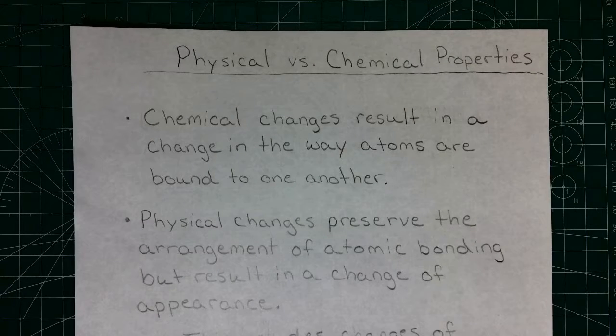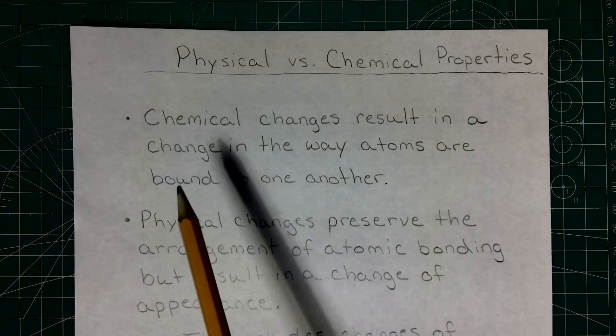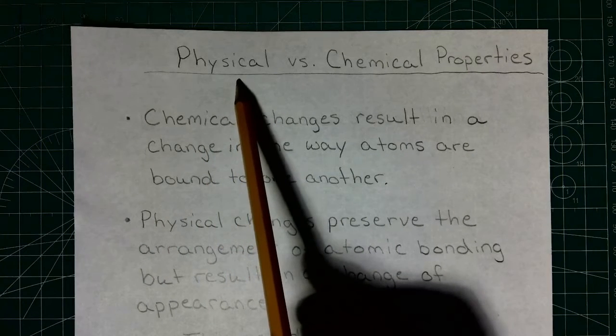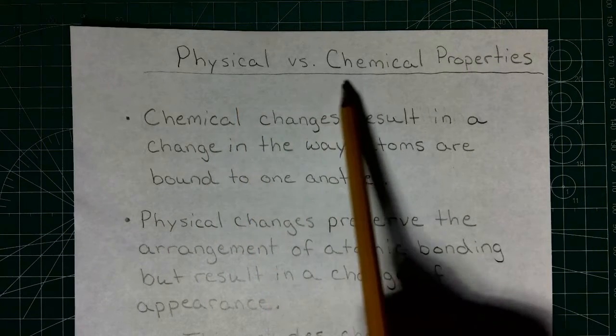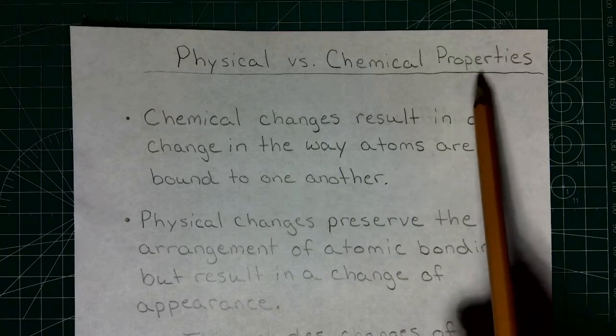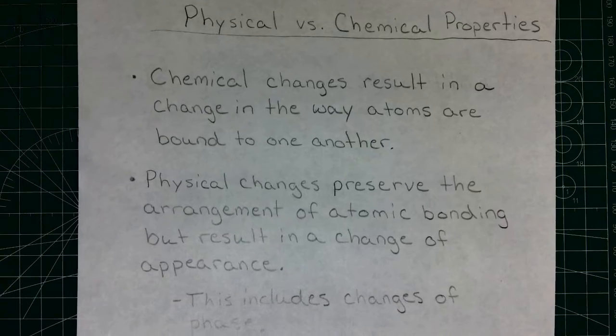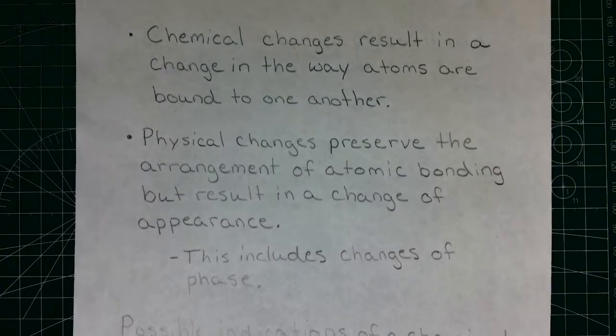Hello everybody. This is going to be a little bit of a shorter video because it's just kind of rehashing some concepts that we talked about in an earlier video, but I want to talk a little bit about physical versus chemical properties given what we now know about atoms and how they're bound together.